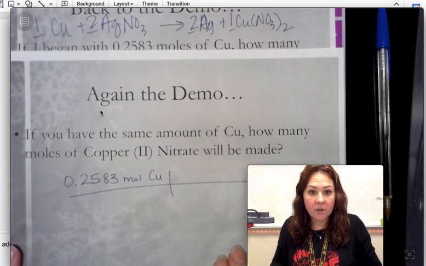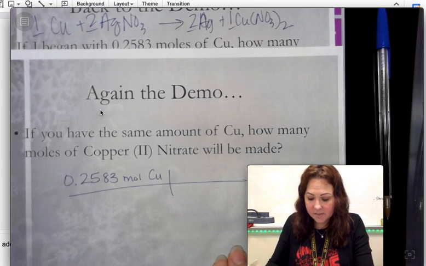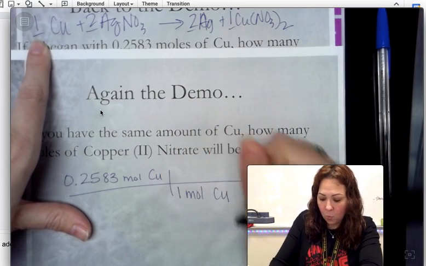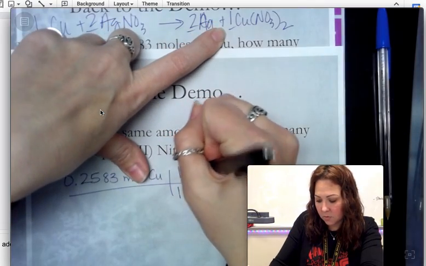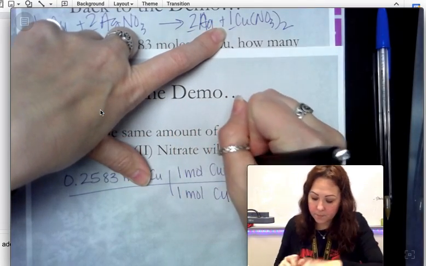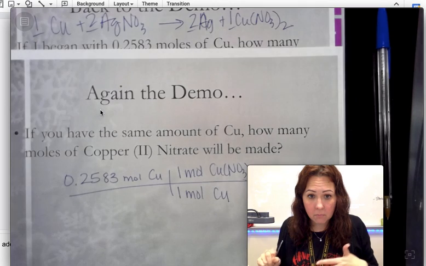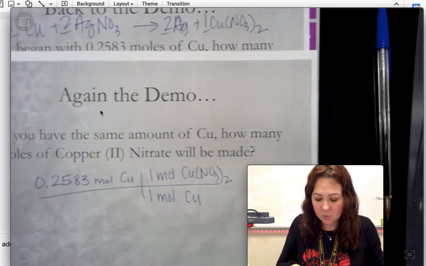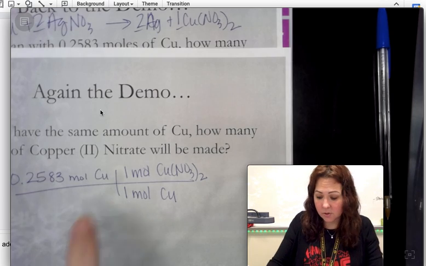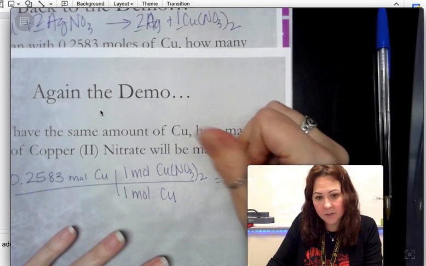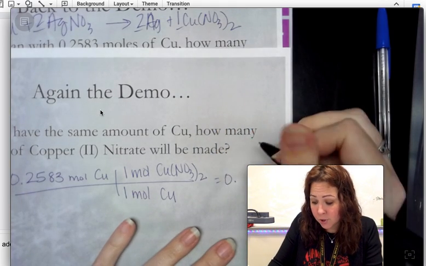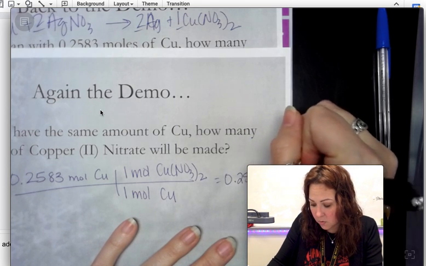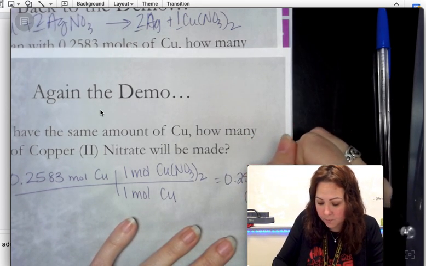So again, we're going to look at our balanced reaction. This says for every 1 mole of copper, I have 1 mole of the CuNO3 2. So that's a 1-to-1 ratio. Pretty easy work, right? Because you're going to take this number times 1 divided by 1. It's the same answer, and that is okay. That happens sometimes. So we're going to produce 0.2583 moles of my CuNO3 2.